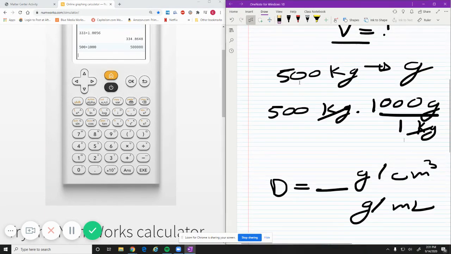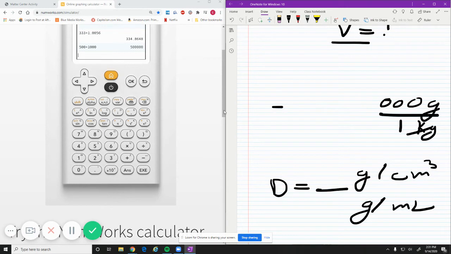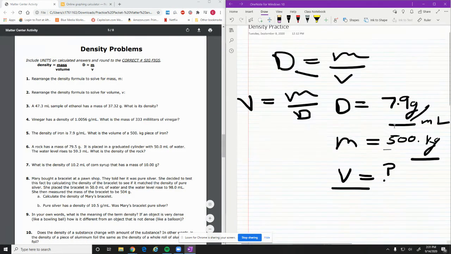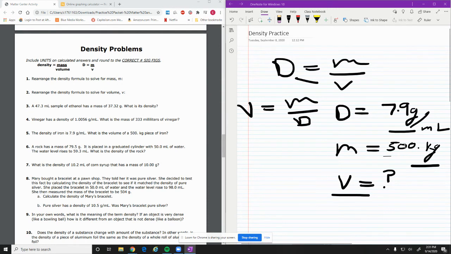So I'm going to erase this part. I'm going to say that we finally got to 500,000 grams. I'll scroll back up. I'll go back to the problem. Okay, so now I'll rewrite this 500 kilogram as 500,000 grams.